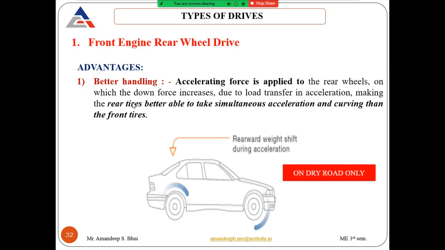So this makes the rear tires better able to take simultaneous acceleration and curving than the front tires. So this means if we are on a curve, taking a turn, and accelerating simultaneously, this front engine rear wheel drive is more stable as compared to front engine front wheel drive. Now this better handling is only on the dry road, not on the wet road.